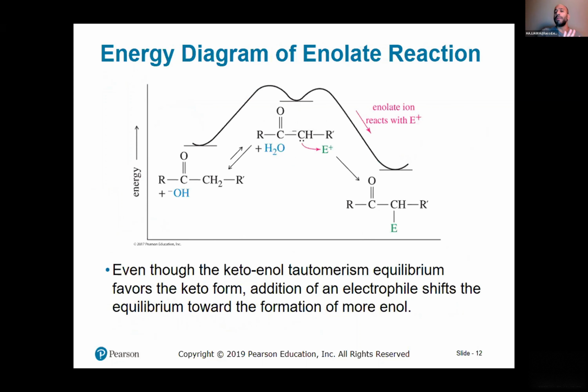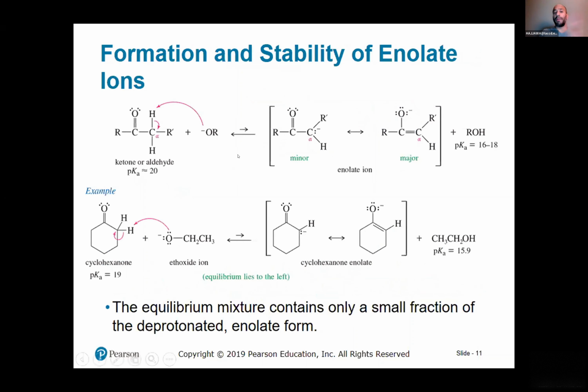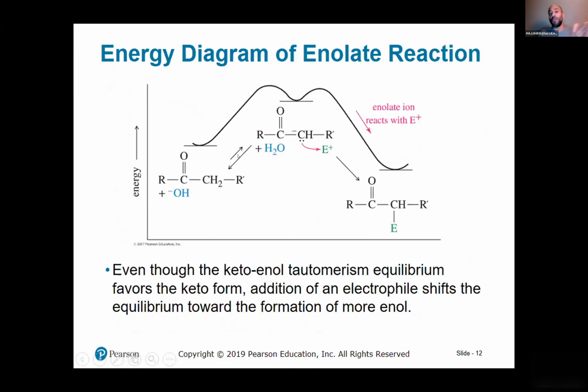And here's how the equilibrium gets pushed to the right. In those reactions, even though the equilibrium lies toward the keto form, once the enolate sees an electrophile, you can see clearly that it's an exothermic process that pushes it toward the alpha alkylation, the alpha acylation, or the alpha halogenation product.